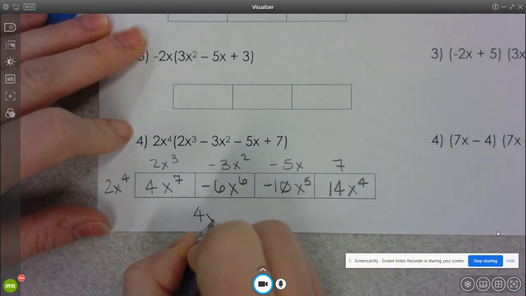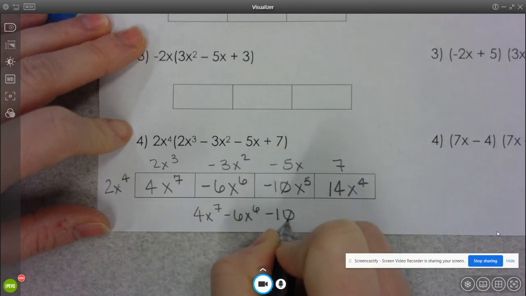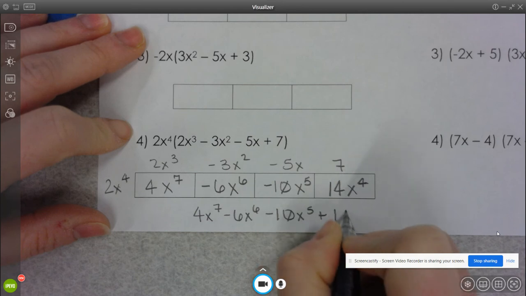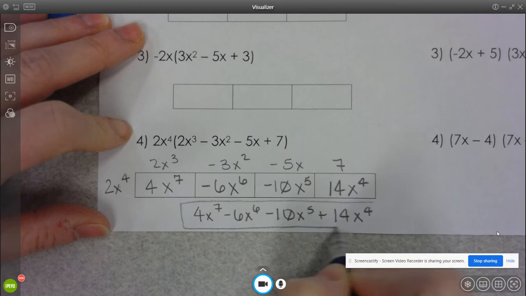So this would be 4x to the 7th minus 6x to the 6th minus 10x to the 5th plus 14x to the 4th. And that would be my final answer.